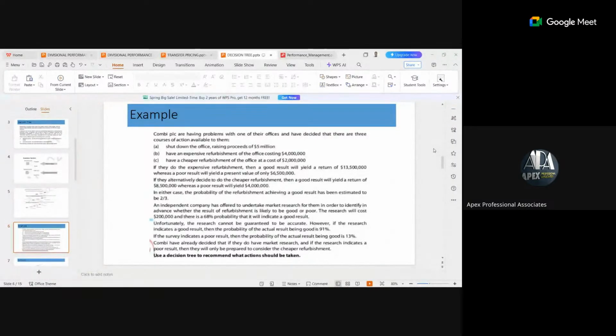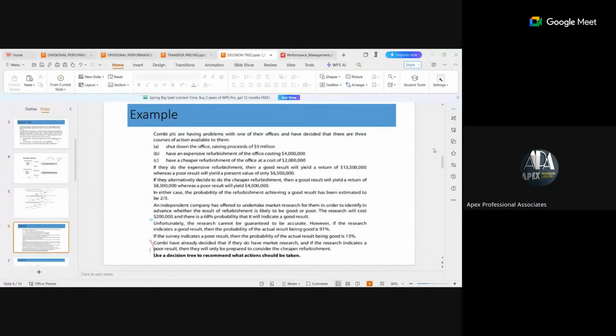And what are those decisions? In market research, the outcome can either be good or poor. So when it is good, we'll make a decision. The decision will be, let's shut down. We can either shut down, and also these are possibilities now. We can either shut down, we can engage in expensive refurbishment, or we can engage ourselves in cheaper refurbishment.